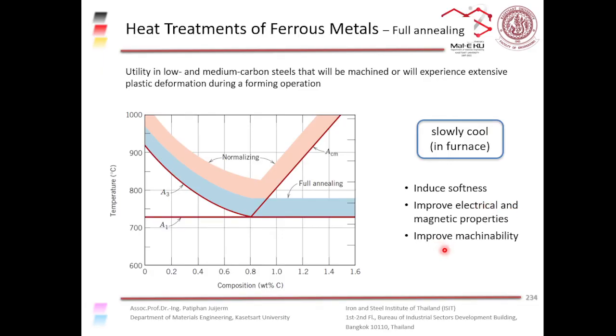Okay, and when you induce softness, you will improve machinability, right? So when it's less hard, it's more ductile, it's really soft. Now it's easier to cut or to mill it into the shape that you want, right? So that is one of the main reasons that we do the annealing process, full annealing, to make it softer so that we can shape it into the shape that we want much easier.